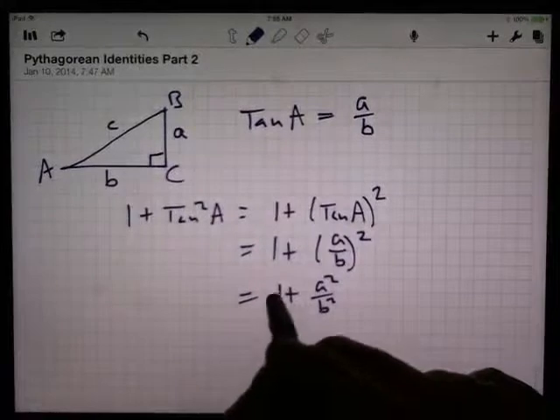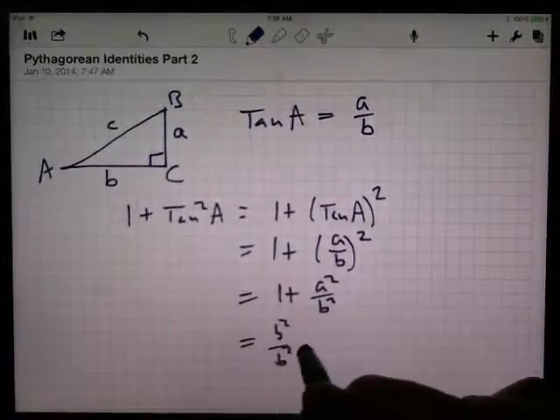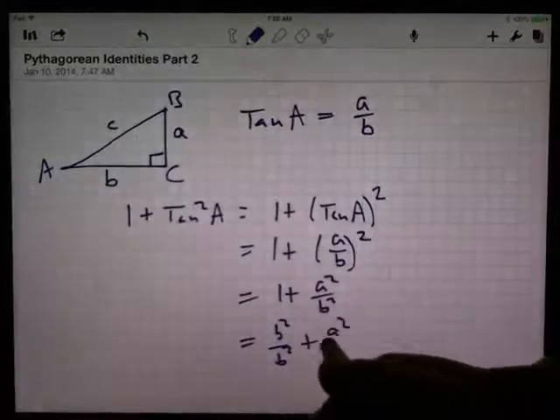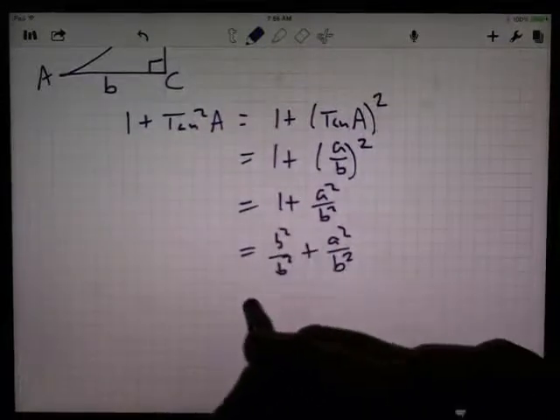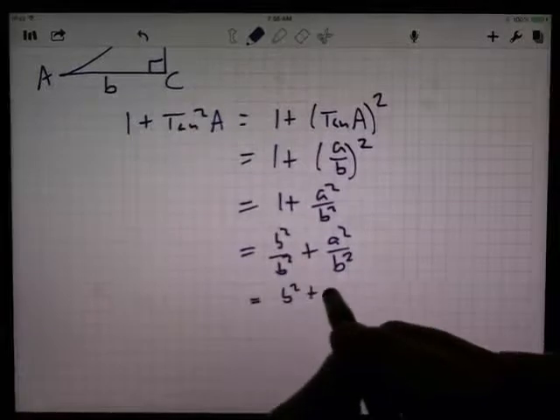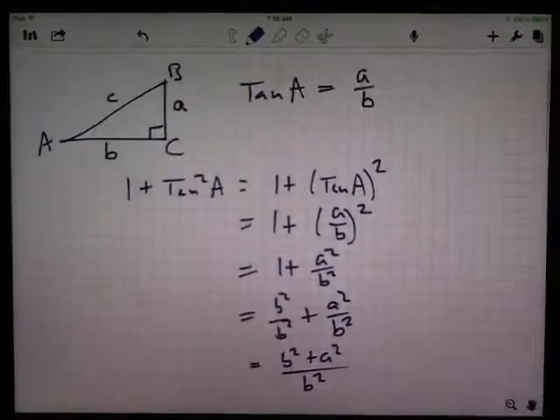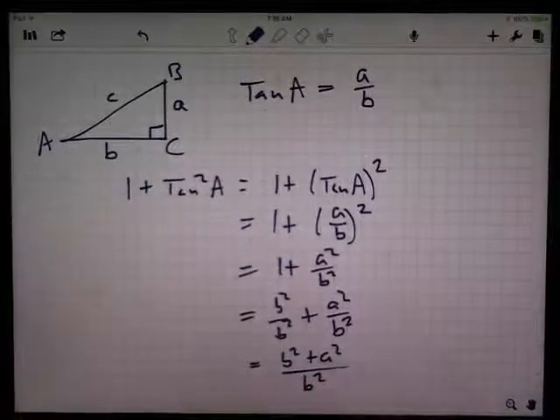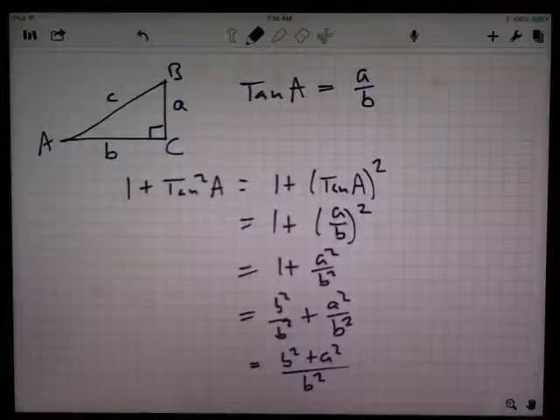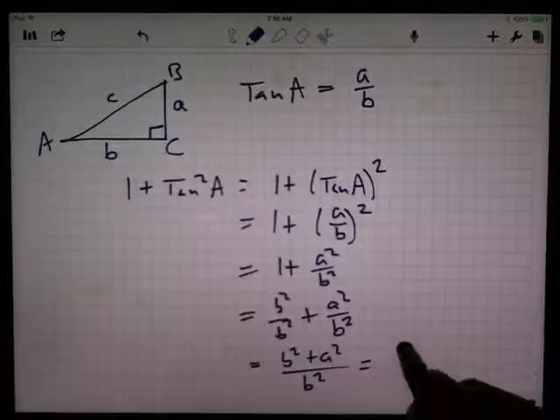I'm going to get a common denominator, so I'm going to write that 1 as B squared divided by B squared, plus A squared over B squared. Now I have a common denominator. This is B squared plus A squared over B squared. But hey, wait a minute. I'm dealing with a right triangle here, so that numerator, A squared plus B squared, here's the Pythagorean theorem jumping in again. That's why this is called a Pythagorean identity. A squared plus B squared is C squared. So this is a C squared on top.